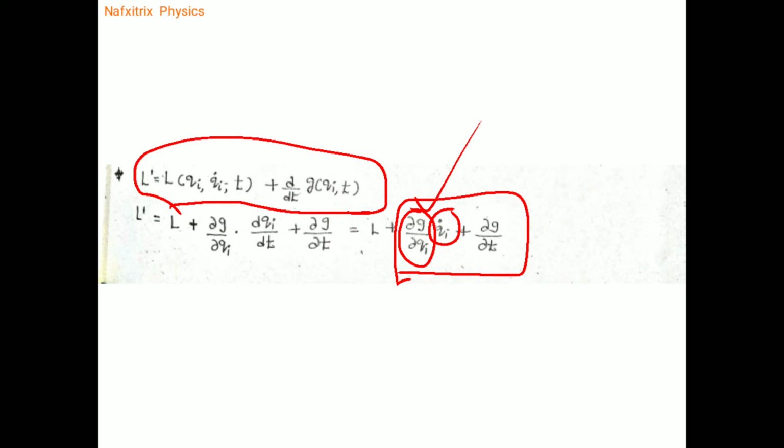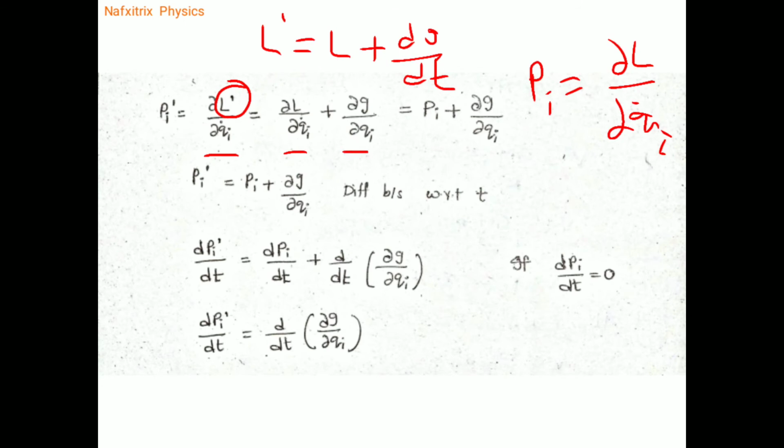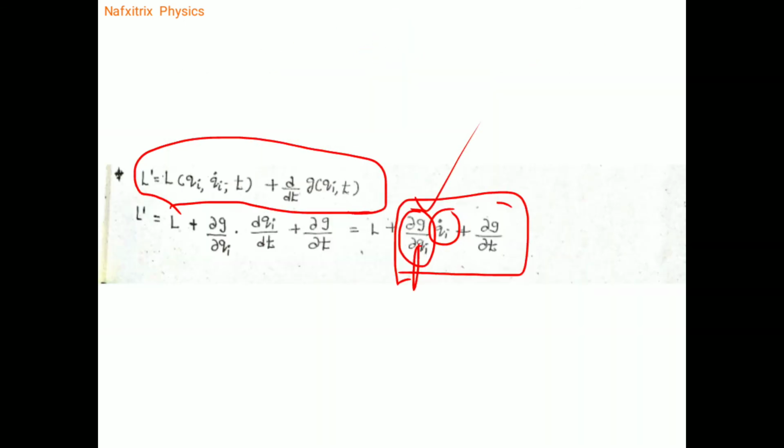Differentiating this with respect to q_i dot would give 1. That is, dx by dx is nothing but 1. Differentiation of x with respect to x is nothing but 1. Like that, here also differentiation of q_i dot with respect to q_i dot is 1. So only this term would remain, that is dou g by dou q_i. And as this is the time derivative, there is no q_i dot term, so this partial differentiation would become 0.